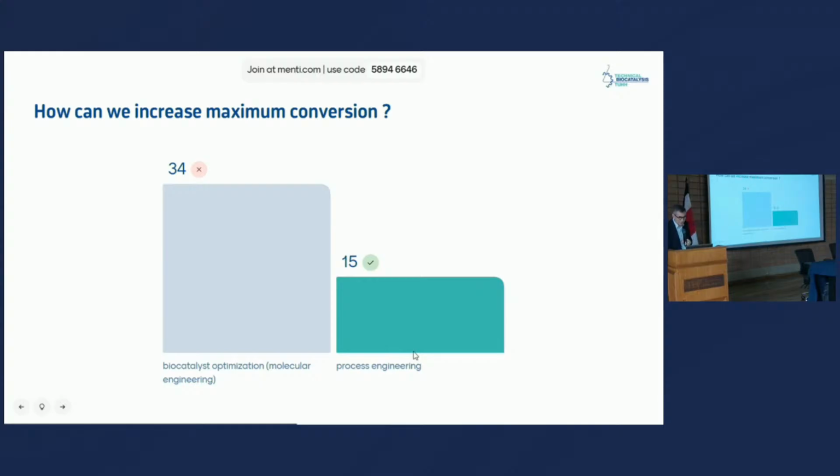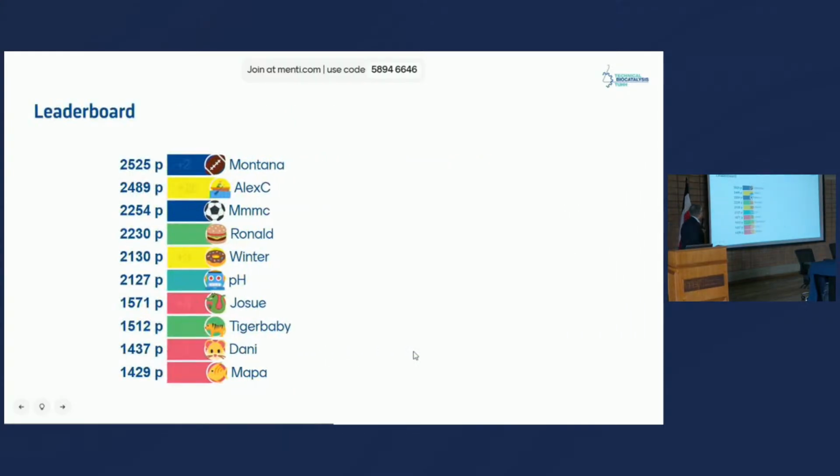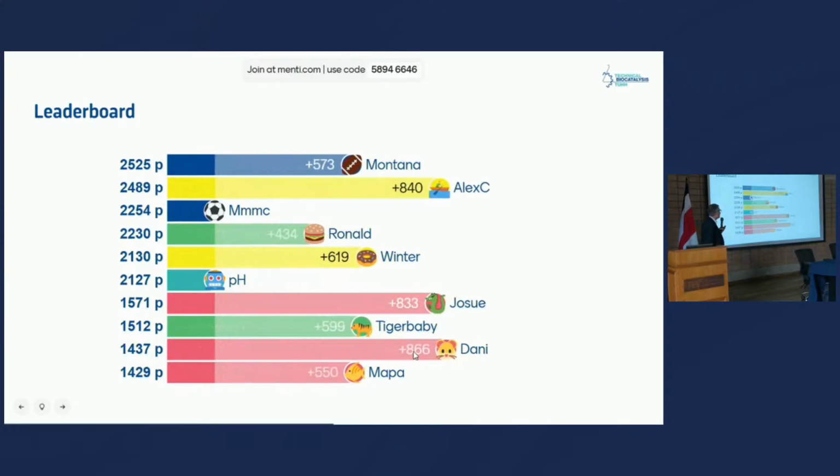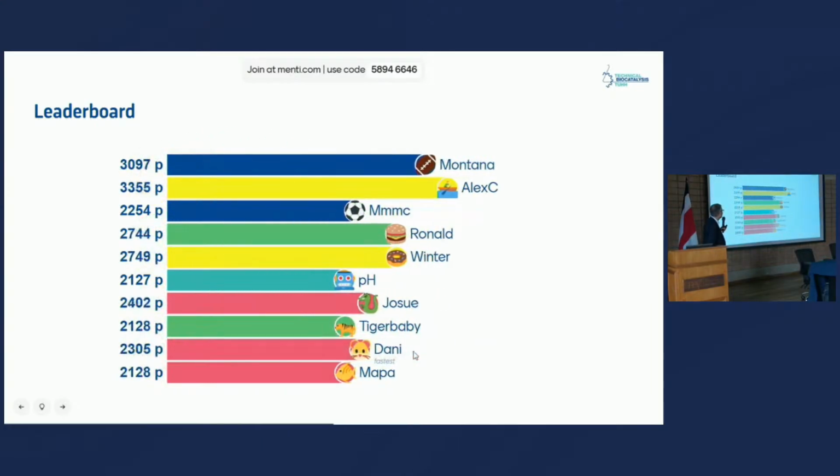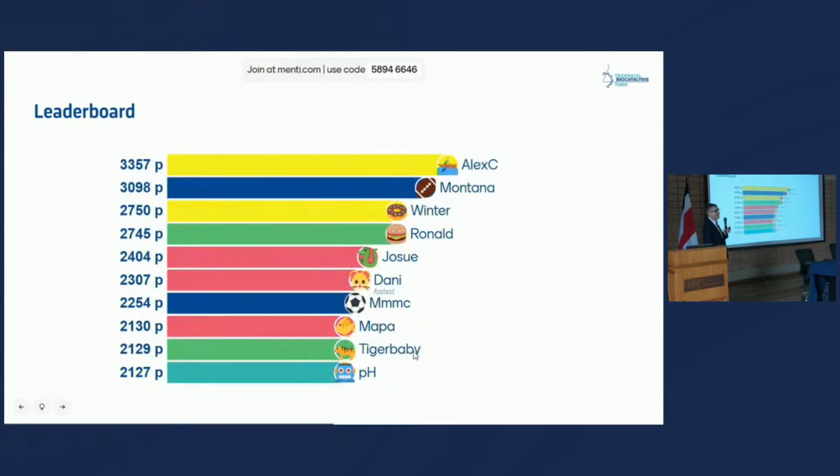Let's first take a look at the leaderboard. So who made it up now? Accumulating all the points and the rate, Alex C is now up on top, followed by Montana, Winter, Ronald, Josue, and so on.